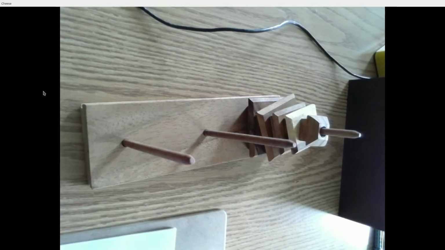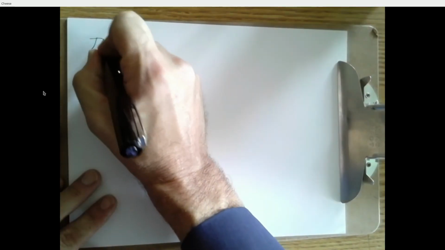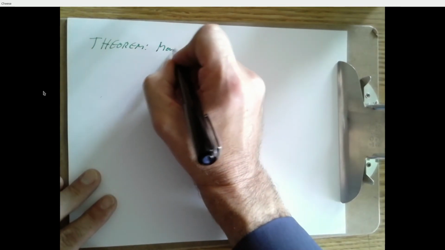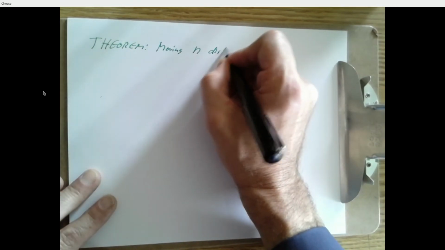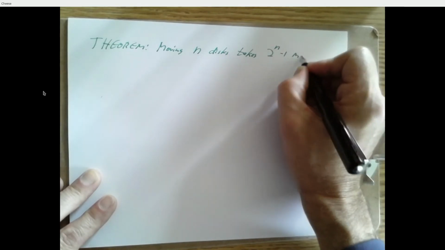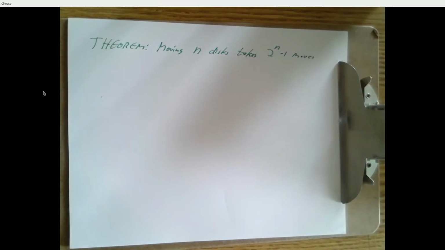So how many moves does it take to relocate n disks? So, theorem: moving n disks takes 2 to the n minus 1 moves. And we saw that he moved 3 disks and it took 7 moves if you were counting. 2 to the 3rd minus 1.